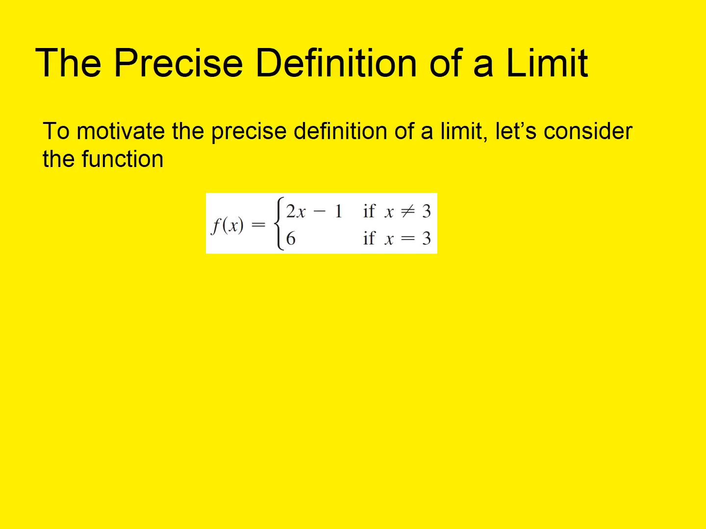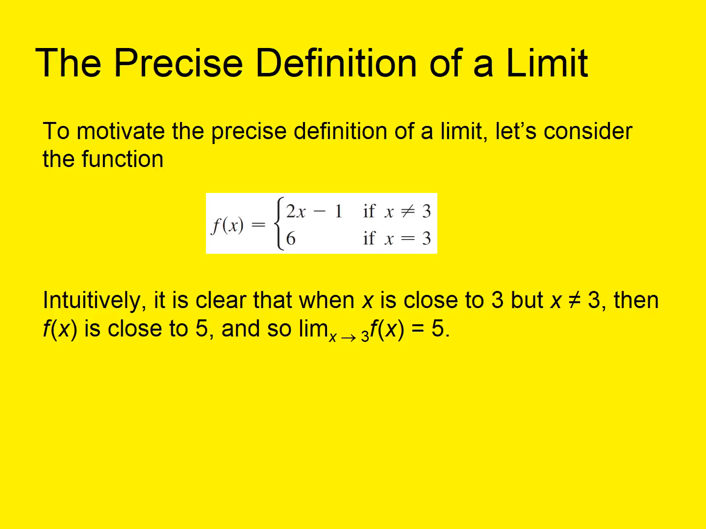To motivate the precise definition of a limit, let's consider the function. Okay, so we're going to use this example. It's pretty typical, and we're going to generalize from there to come up with a precise definition of a limit, to prove things are actually limits. So here's a piecewise defined function. It's 2x minus 1 everywhere except at x equals 3, but at 3 it has a value of 6. So the point (3, 6) will be by itself out there on the graph.